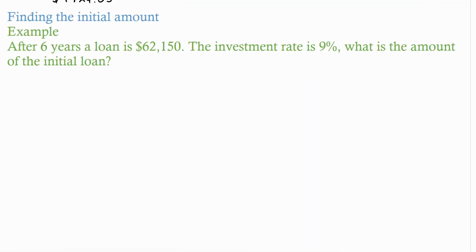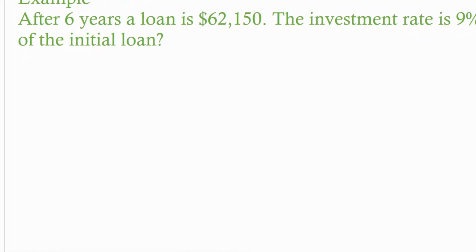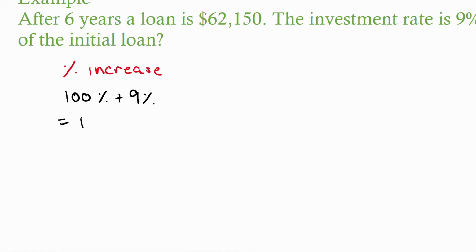Okay, so next one, finding the initial amount. What happens if we know that we're investing for 6 years, and at the end of the 6 years we have 62,150? We know the interest rate was 9%. We need to know how much was invested at the very beginning. We're going to start off in exactly the same way. I want to find that percentage increase first. Again, it's our 100% plus how much percentage is going up each year. So we know it's 109%, which is 1.09.